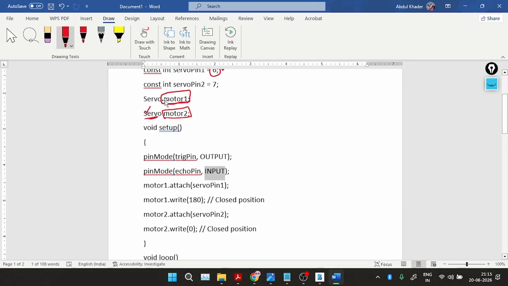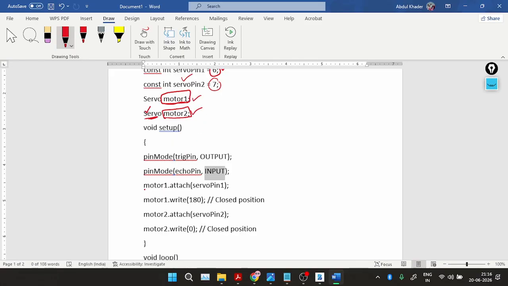Now, we have not assigned any type, whether input or output, for the servo pins, because we know definitely that servo pins are always output pins. You won't be accepting any signal from the servo motor. Instead, you will be giving signal to the servo motor from the Arduino board. That's the main reason we don't need to define it. But what we are doing is linking the servo pins, that is pin number 6 and pin number 7, with their respective motors.